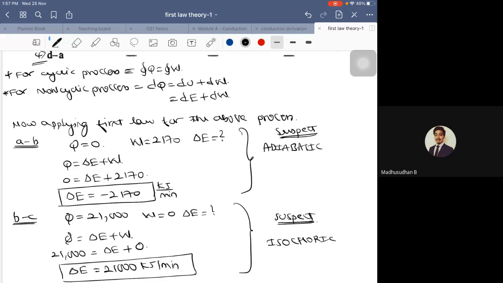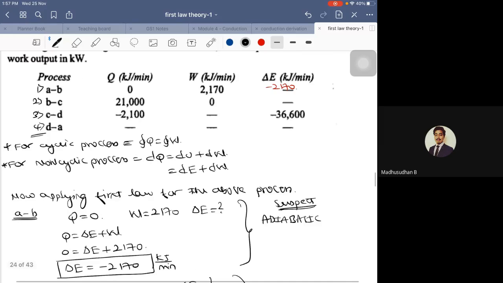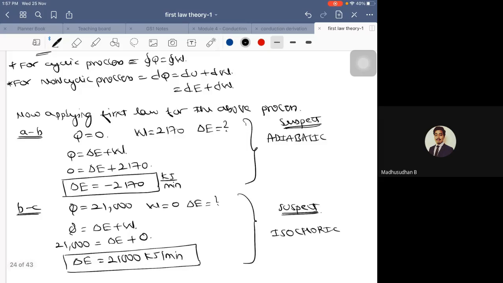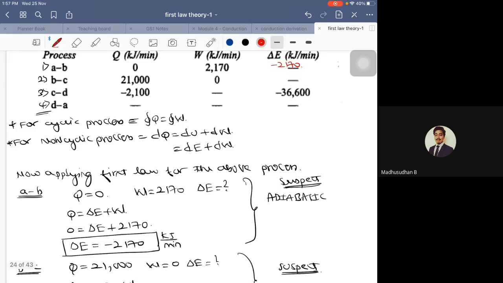We should move further. Have I updated it in the table? No. So delta E for the process B to C is 21,000. Fine, I have updated it.